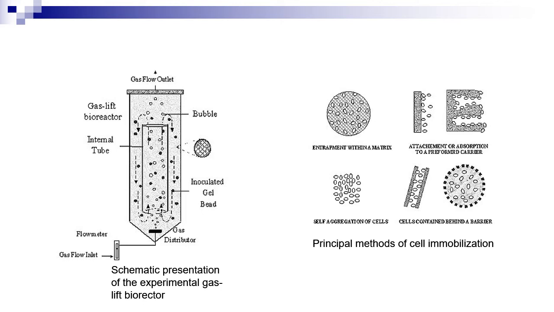Okay, another one is the principal methods of cell immobilization. Immobilization has four types. The first is entrainment within a matrix, and then attachment or adsorption to a preformed carrier. The third one is self-aggregation of cells, and the fourth one is cells contained behind a barrier.